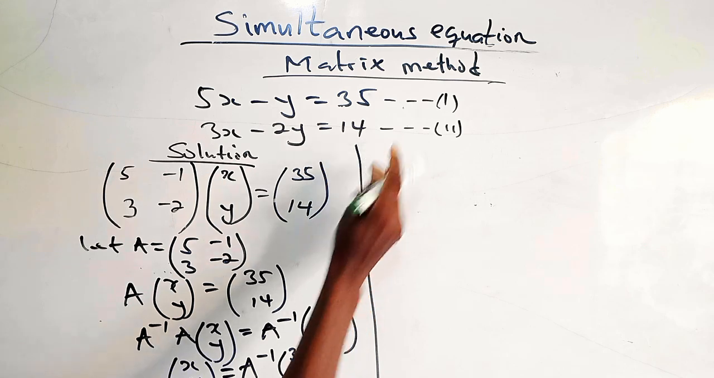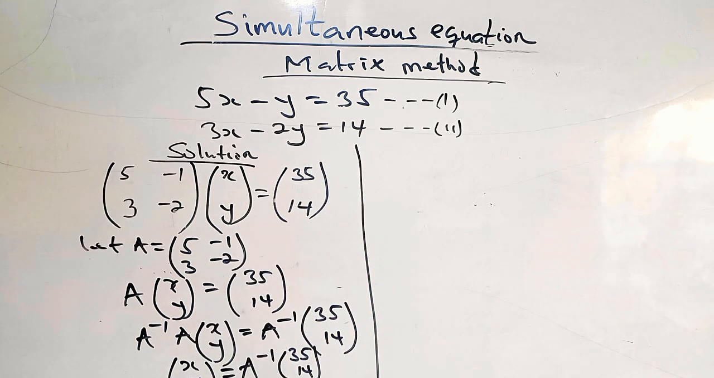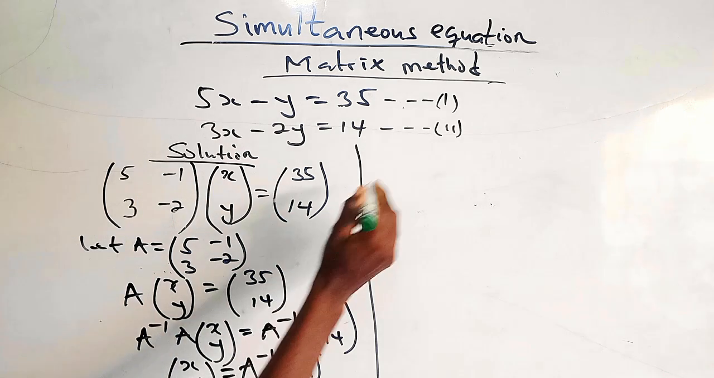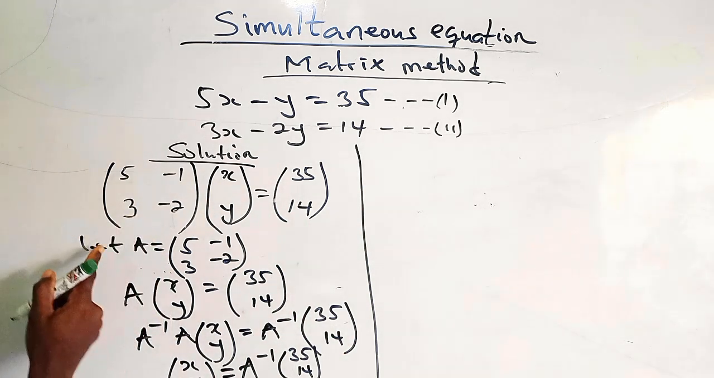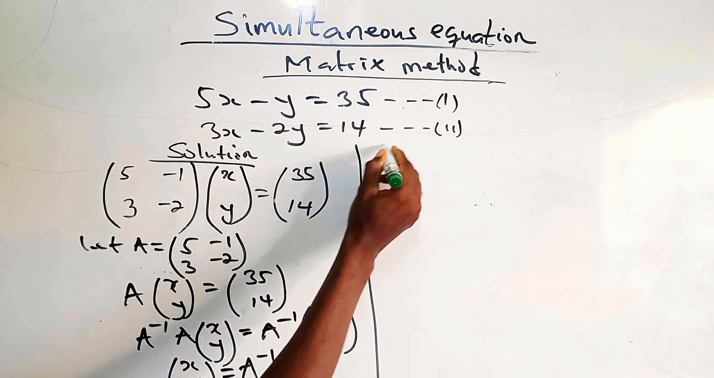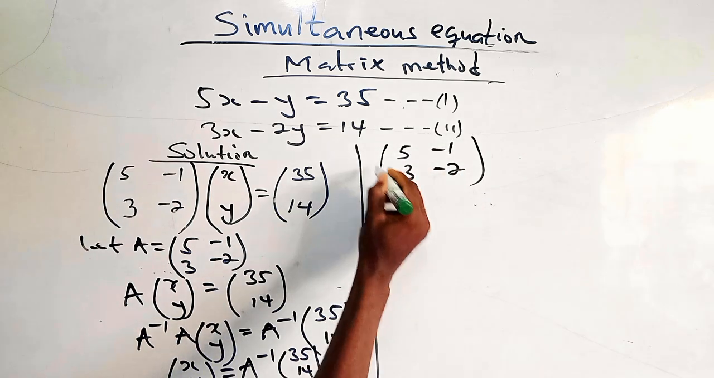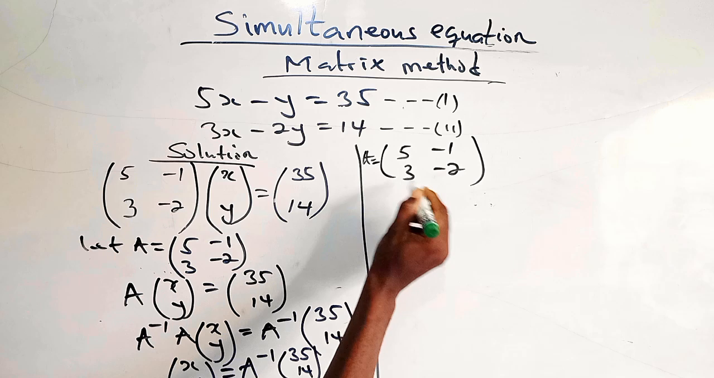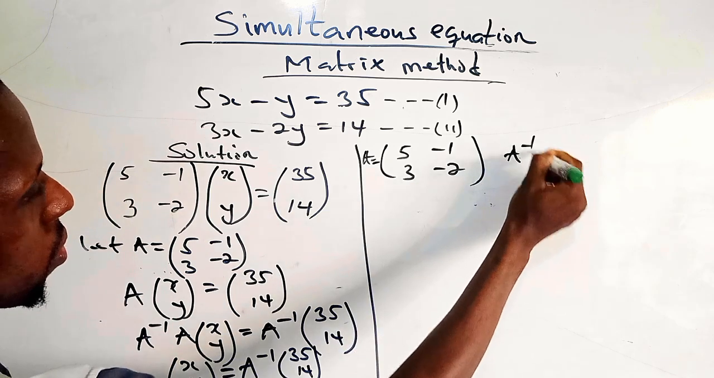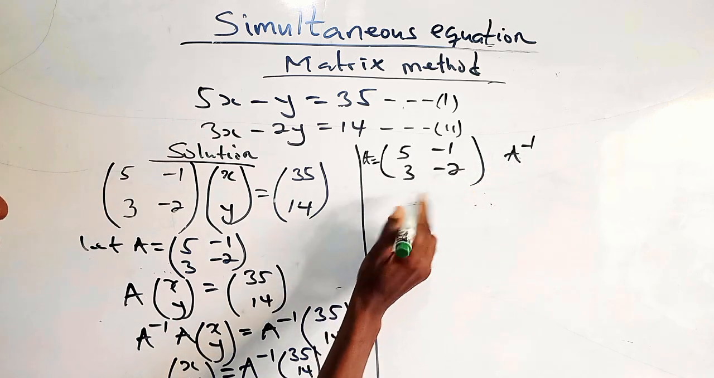Now let us resolve this. When we resolve this, we can determine x and y. But before we do that, let's determine what A inverse is. For matrix A, which is 5, 3, minus 1 and minus 2, the inverse of A now requires that we determine the determinant of A.